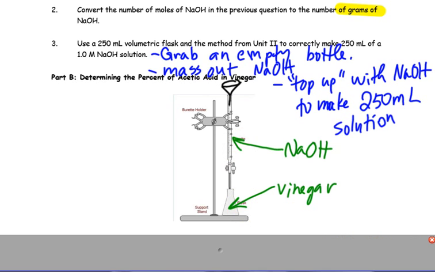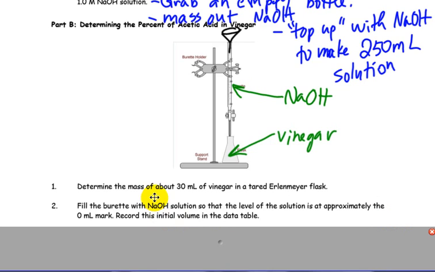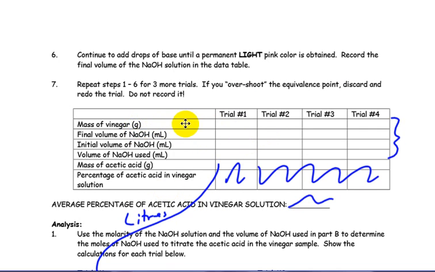Okay? And on the bottom, of course, your vinegar will go in the flask, but what we need to do there first is a couple of things. Determine the mass of about 30 mLs of vinegar in a tared Erlenmeyer flask. So here's your Erlenmeyer flask. Put it on the balance empty, zero it, and then you'll have a graduated cylinder with approximately 30 mLs of vinegar. Pour it in the flask and tell me how many grams it is. So mass of vinegar. You have your empty flask zeroed. After you pour in 30 mLs of vinegar, what is the mass?